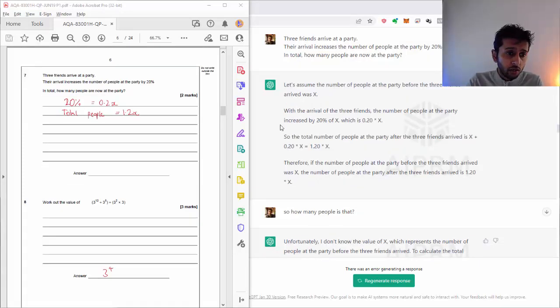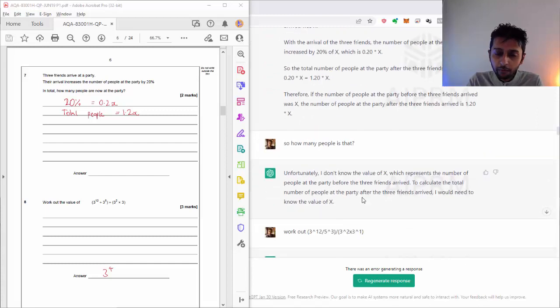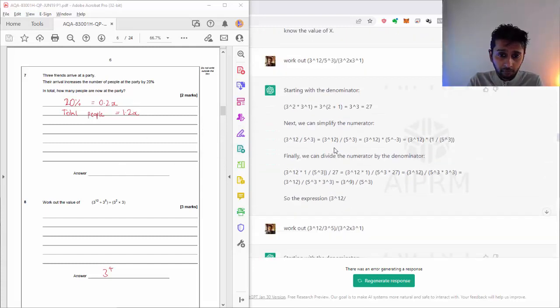So next is question number 7. I tried to copy the question in exactly as it was, but all it would tell me is that the total number of people was 1.2 times x. So I asked again, how many people is that? But it couldn't do that. So I've just left the answer as 1.2x. Hopefully we can get a mark for that.